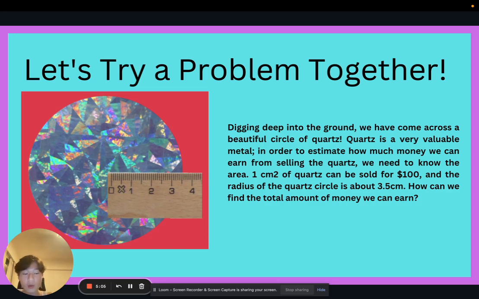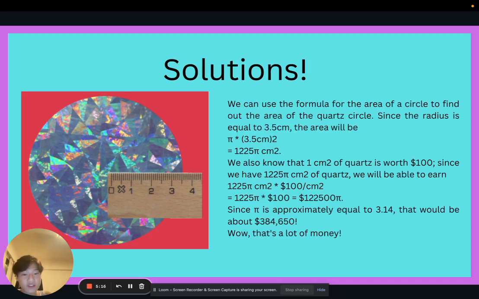If the radius is 3.5 centimeters, we know that the area of the circle is radius squared times pi. So in order to find the area of the circle, we must do 3.5 centimeters to the power of 2 times pi. As we see, that comes out to 12.25 pi centimeters squared.